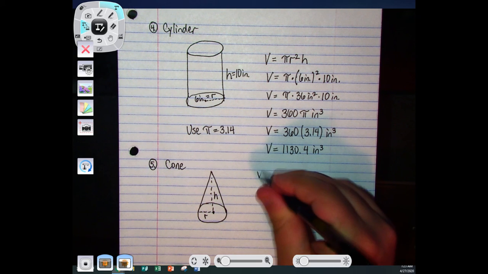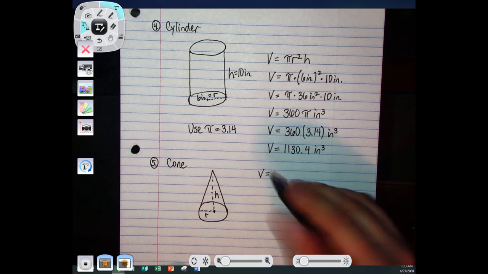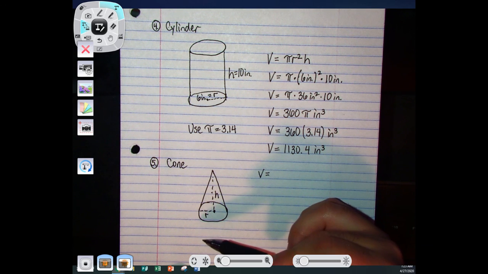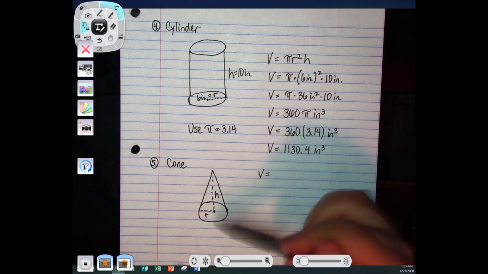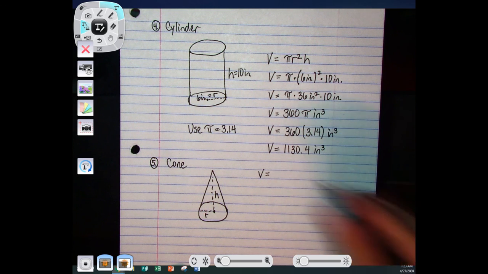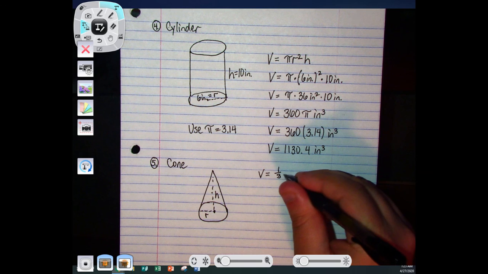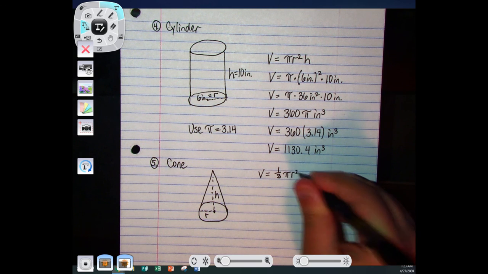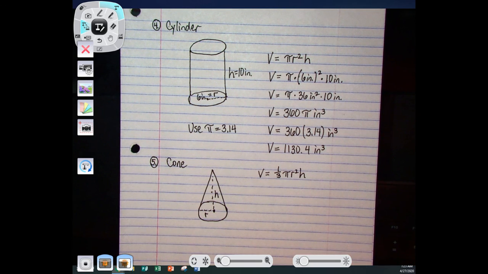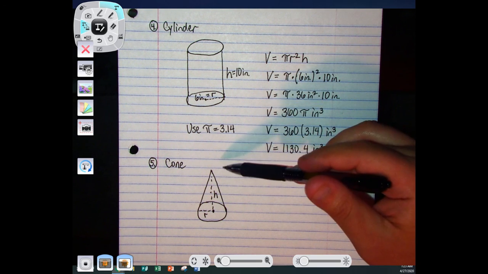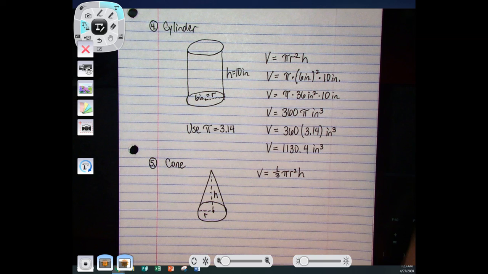To find the volume of a cone, we use the formula. Just like a pyramid with a prism, a cone is 1/3 of a cylinder. So the formula is 1/3 pi r squared h. Basically just what we did up here, but it's going to be 1/3 of that answer.